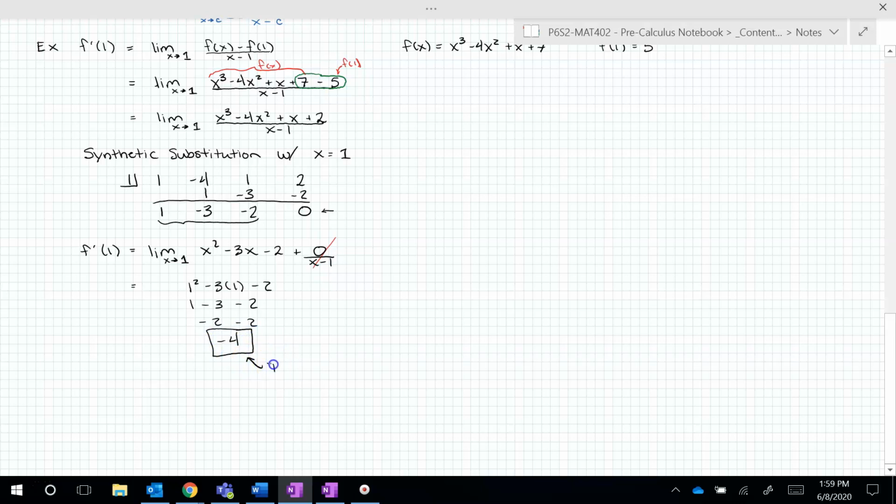This is my instantaneous velocity at 1 second. Right. And that is your first calculus lesson.